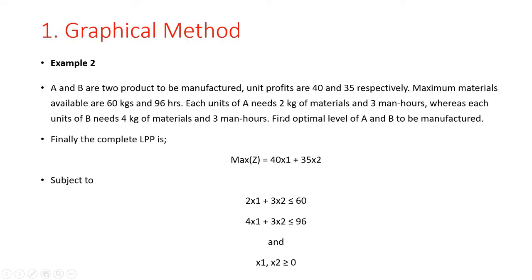So we get the objective function, that is to maximize profit, with two decision variables. The structure constraints are 2x1 plus 3x2 less than or equal to 60, and 4x1 plus 3x2 less than or equal to 96, and the non-negativity constraints are x1, x2 greater than or equal to 0. So this is the first step, formulation of a linear programming problem, and we can solve this linear programming problem by using the graphical method.